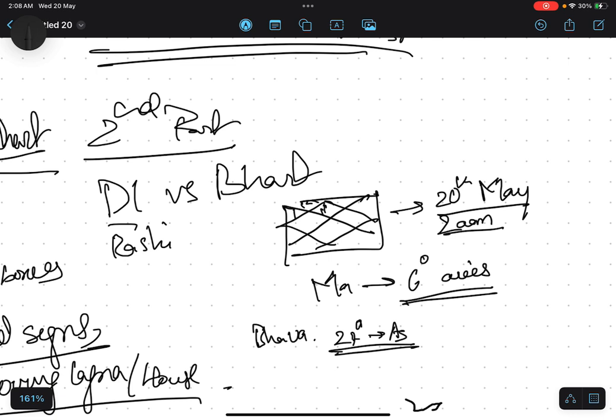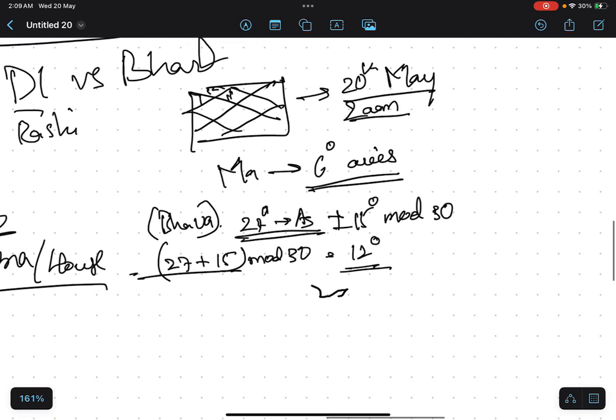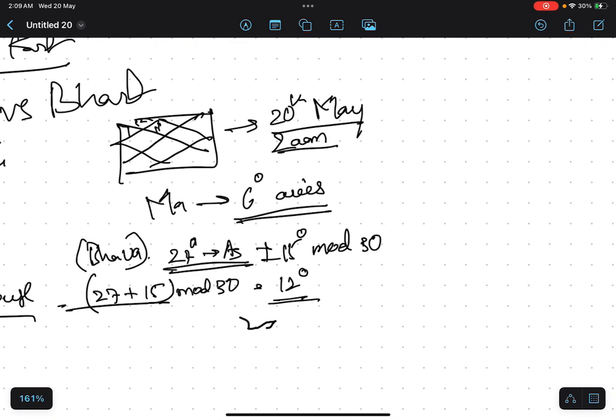So by default, Bhava has a mechanism of plus minus 15 degree mod 30. What it means, I will show you. Let us add 27. So 27 plus 15 mod 30. That is 42 degree minus 30. This will give you the absolute value. I'm just using mod for simplicity. So you get 12 degree. So the first house is what then?